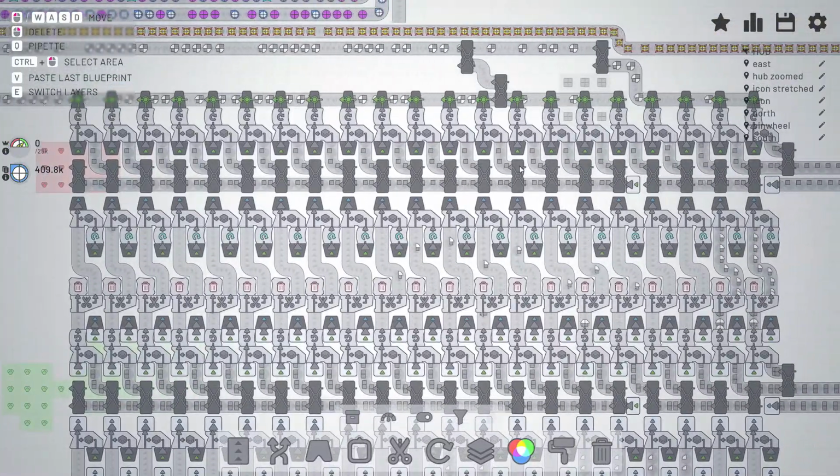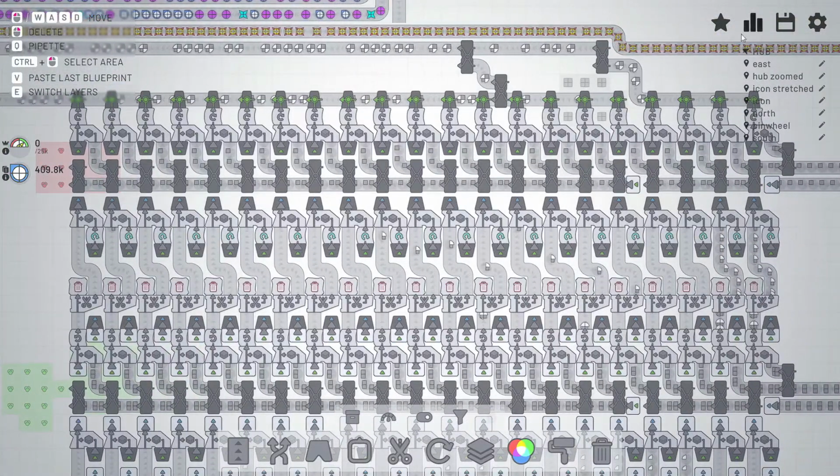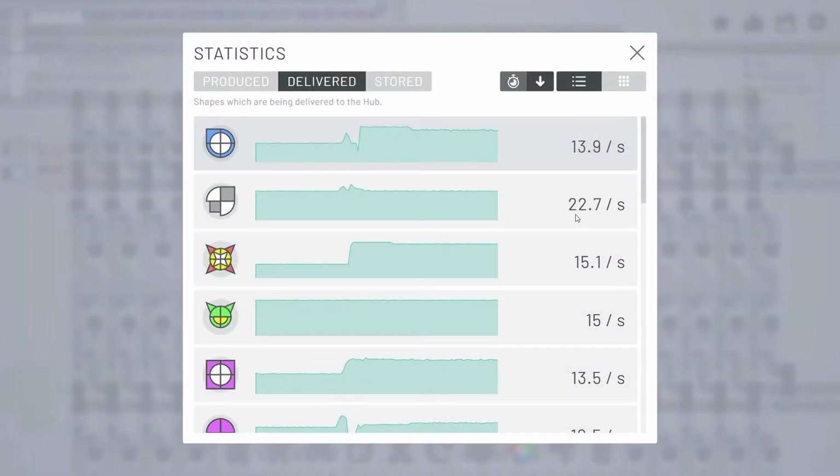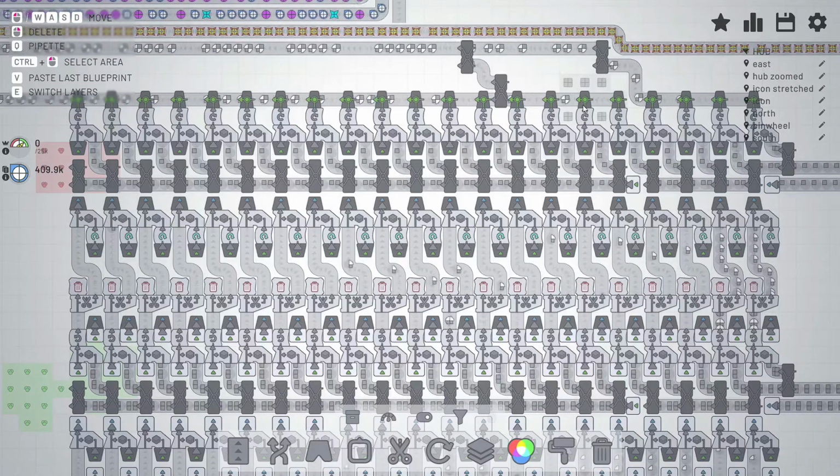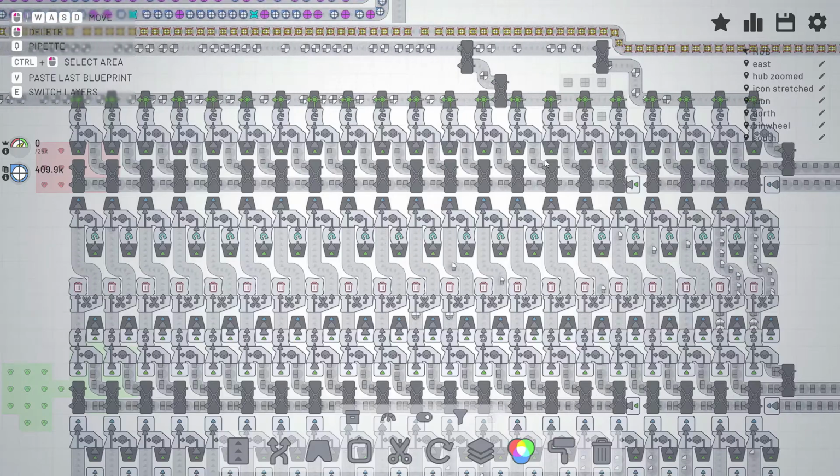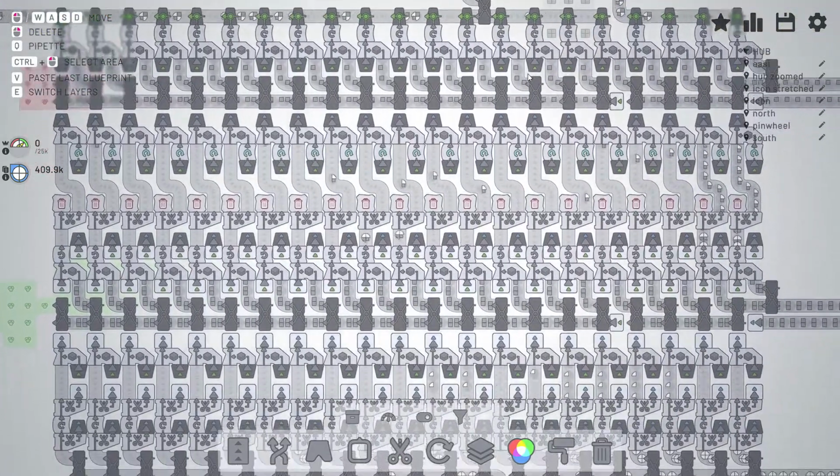So with what I've got in place and my upgrades, that's actually sitting at 22.7 a second that it's creating. So there you have it. That's my little way I've been going about creating the icon.